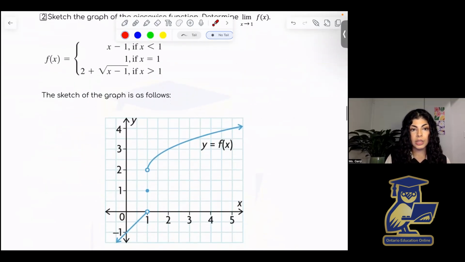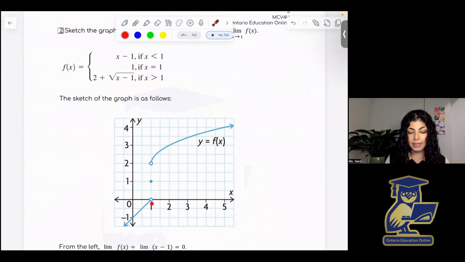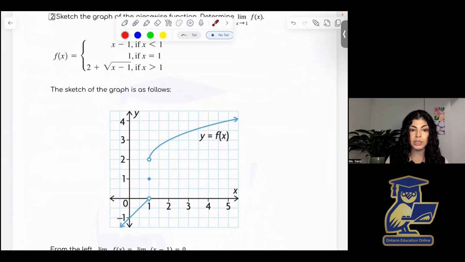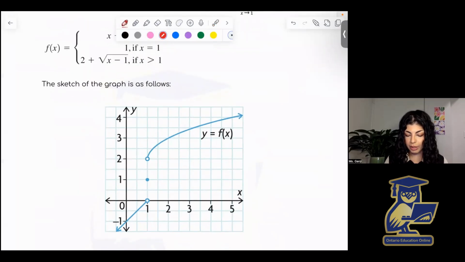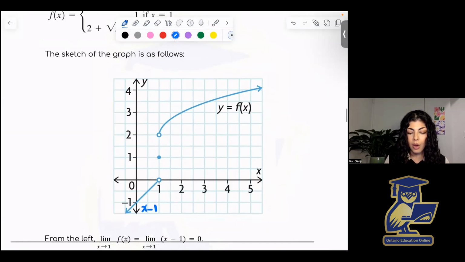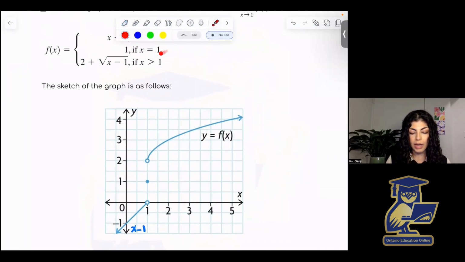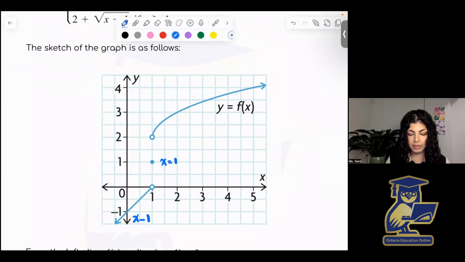So if you sketch the three different parts, this is what you should have got. We see that when x is less than 1, that's why we have that hole there, because we are not actually considering when x is equal to 1. We have the function x minus 1. So labeling my graph, this part is the x minus 1. When x is equal to 1, we have that the function is equal to 1, which is just this here.